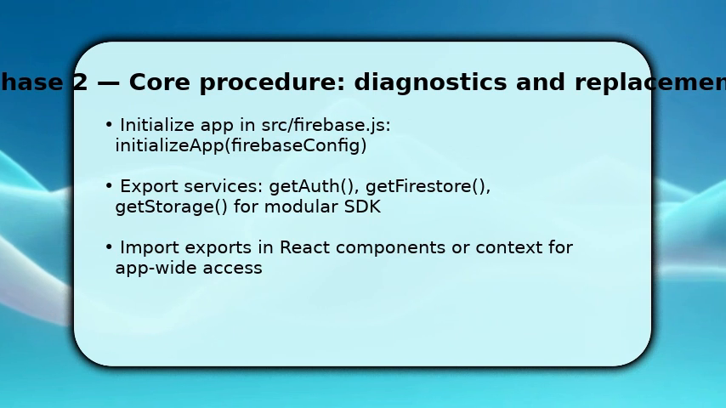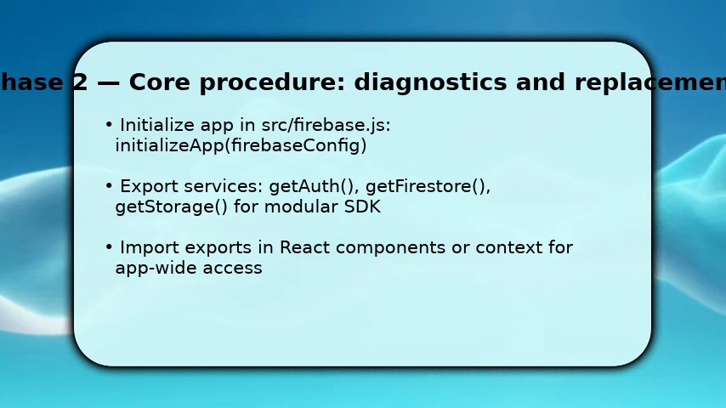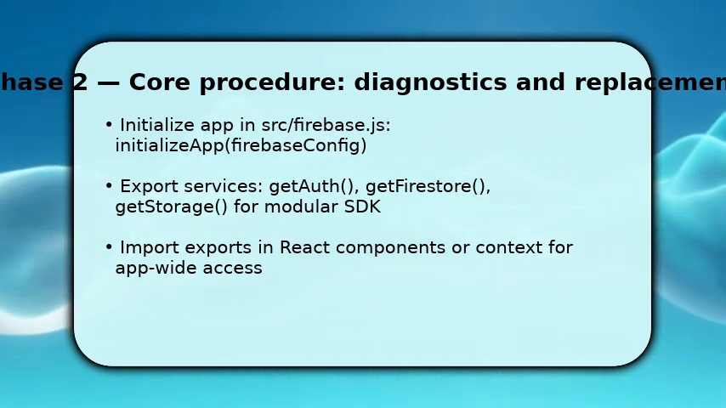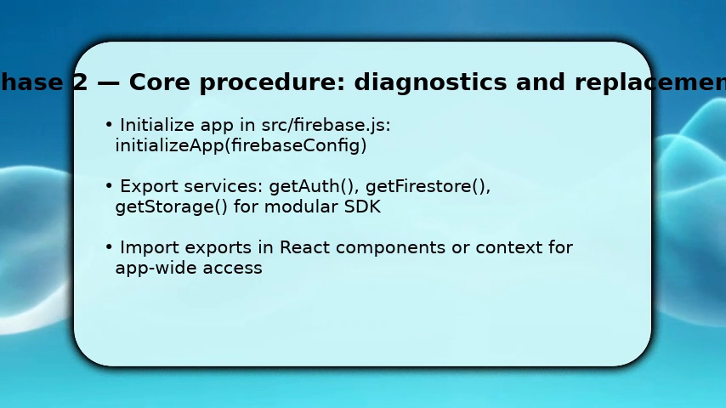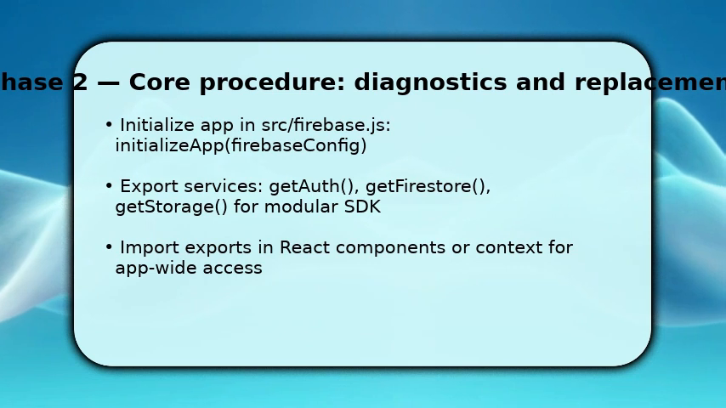Next, in React, create a Firebase context or hook so you can provide these instances to components via context or props. This avoids repeated imports and keeps components testable. Make sure to handle environment variables for API key and project ID, so secrets stay out of source.